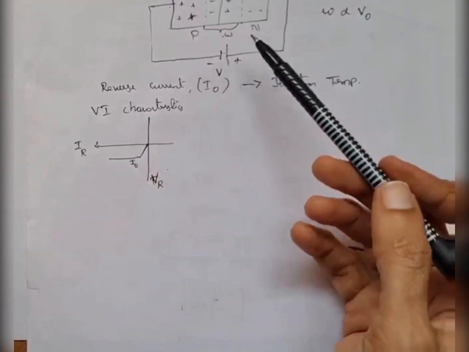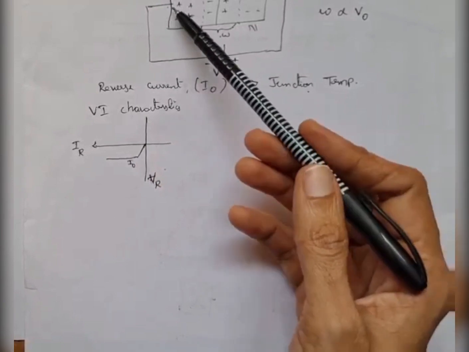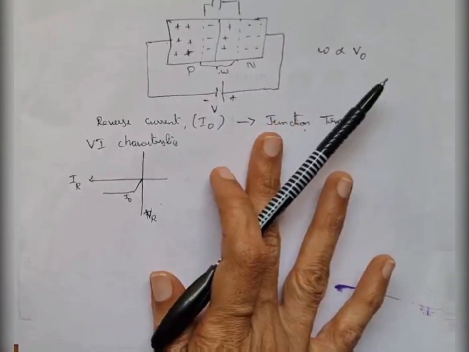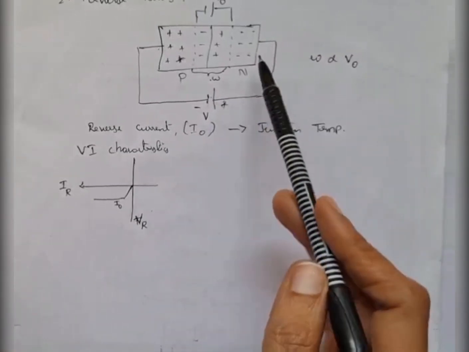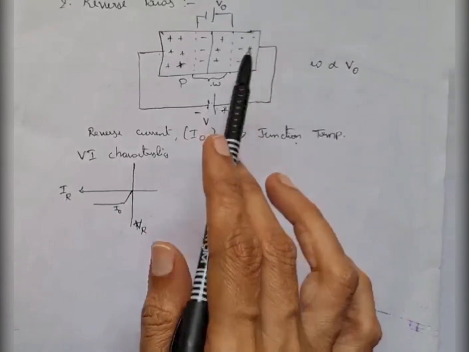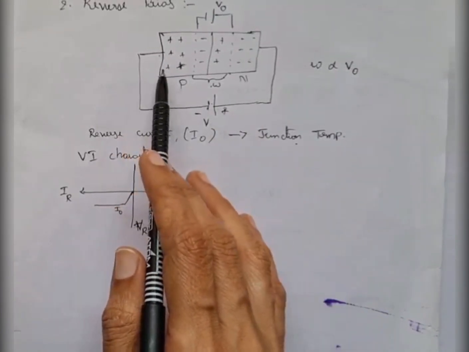Again I am saying, the negative terminal of the battery is connected to the P side and the positive terminal of the battery is connected to the N side.